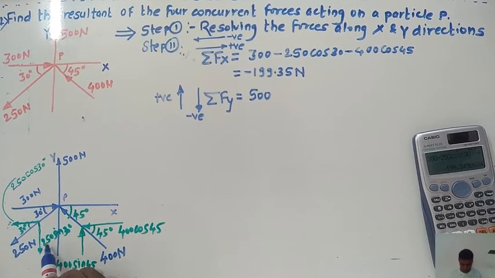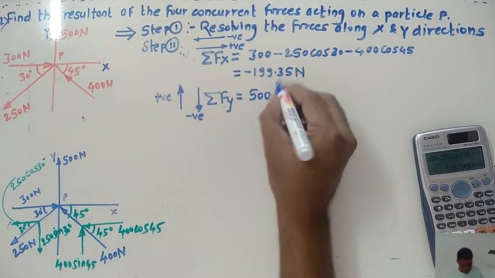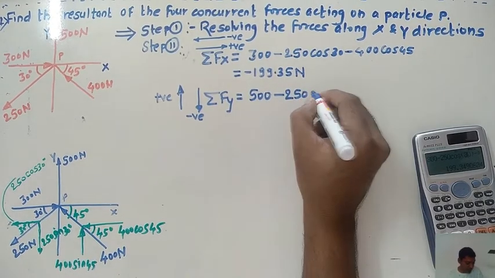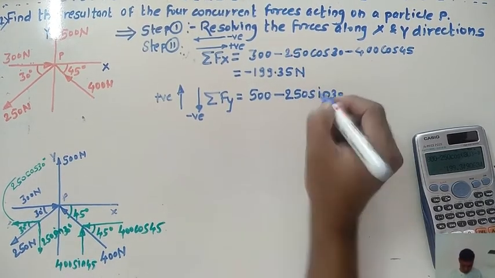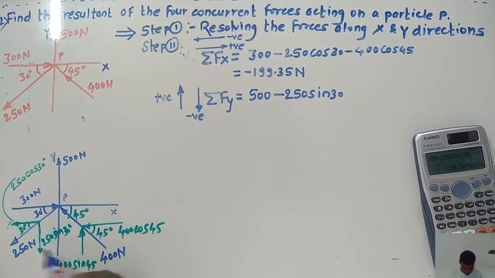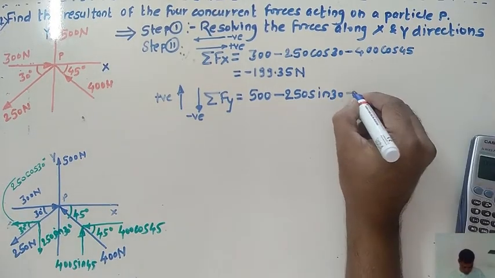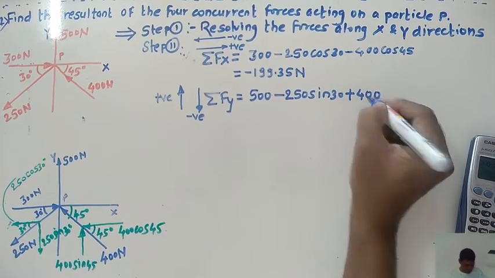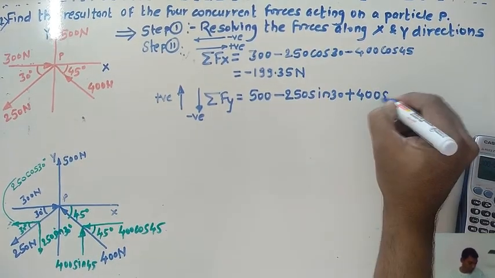So what about this one? 250 sine of 30, vertically in downward direction. So consider the negative sign for the same, 250 sine of 30. Apart from this one, the next force is here. This force is running vertically in upward direction, so this one must be positive. So 400 sine of 45.